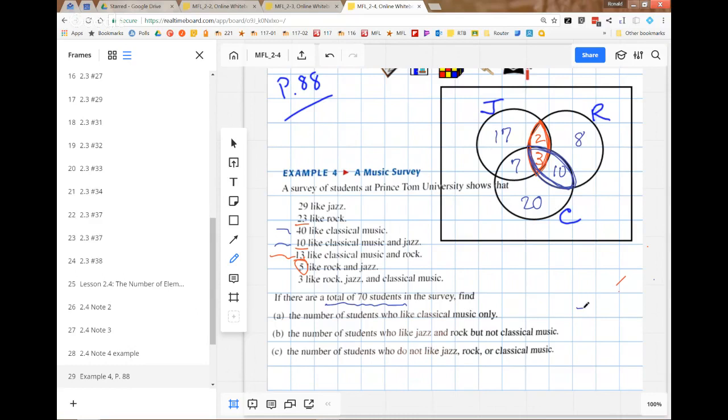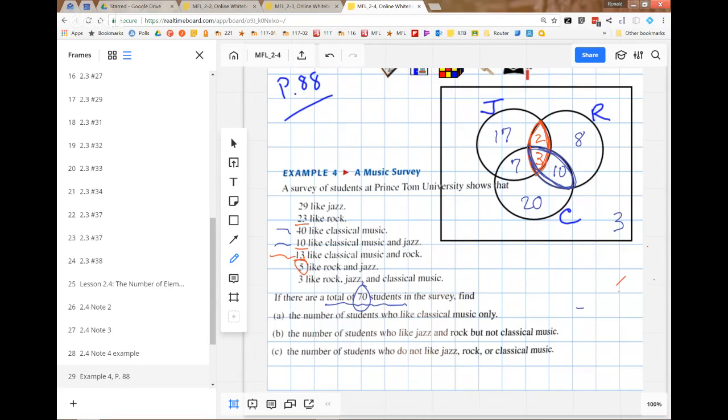17 plus 2 is 19. Plus 8 is 27. Plus 10 is 37. Plus 3 is 40. 47. Plus 20 is 67. So the total right now is 67. And this right here says 70. What does that tell us? Where are the unaccounted? That's right. The 3 that we're missing at the moment have to go on the outside. Does everybody see? Mm-hmm. Okay.